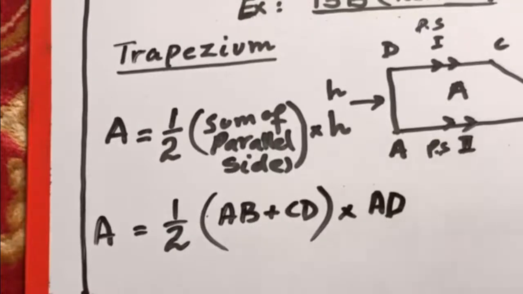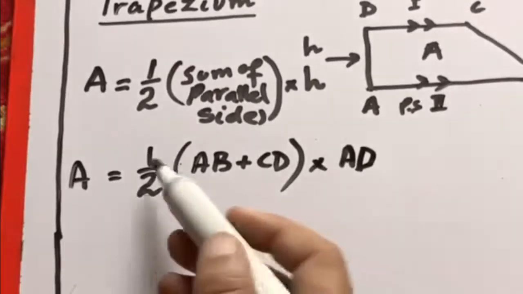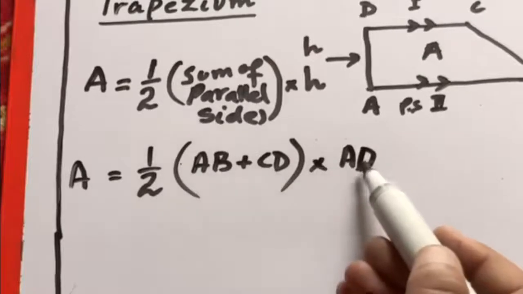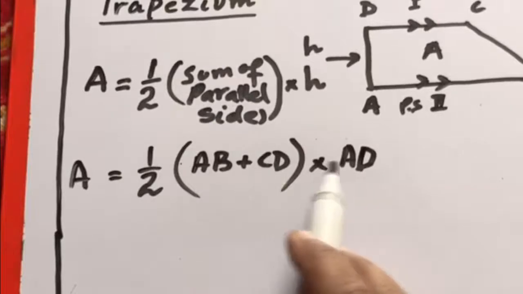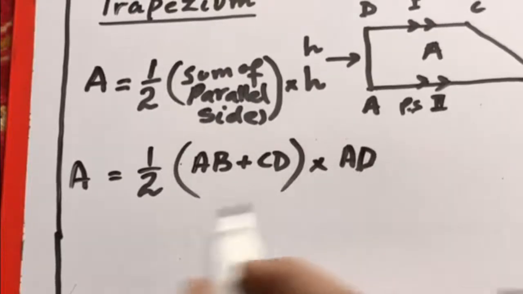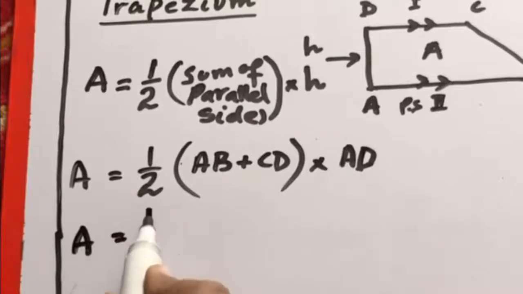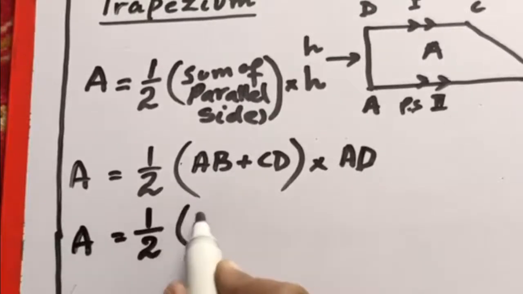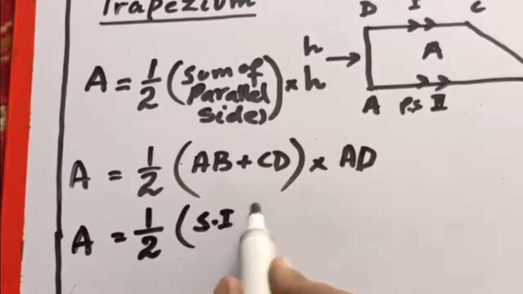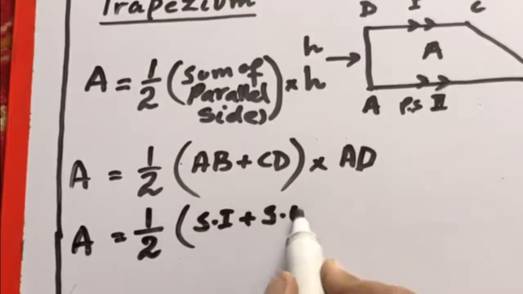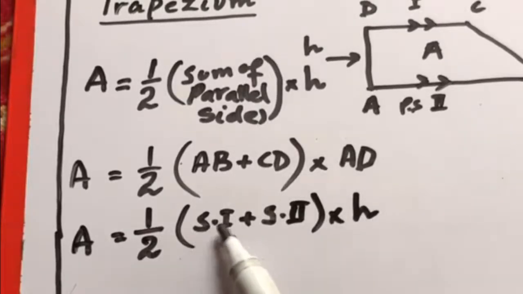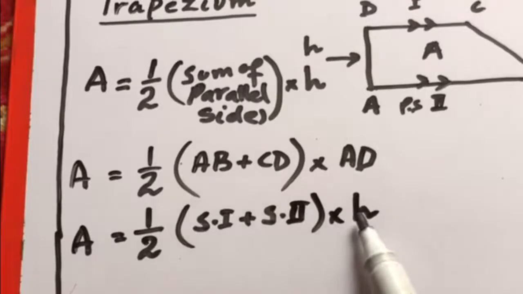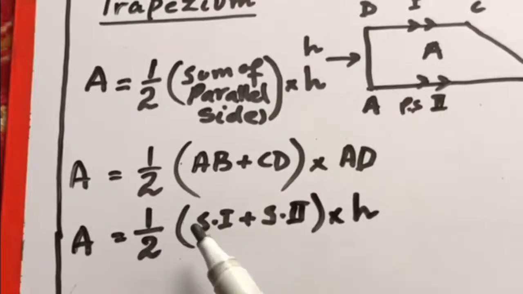So by using this figure we can conclude the formula 1 over 2 into AB plus CD multiplied by AD. AB is the first parallel side and CD is the second parallel side and multiplied by AD, which is the height. So we can say that area of a trapezium is equal to 1 over 2 into S1 plus S2 multiplied by height. So by using this formula we can easily find the area of a trapezium.